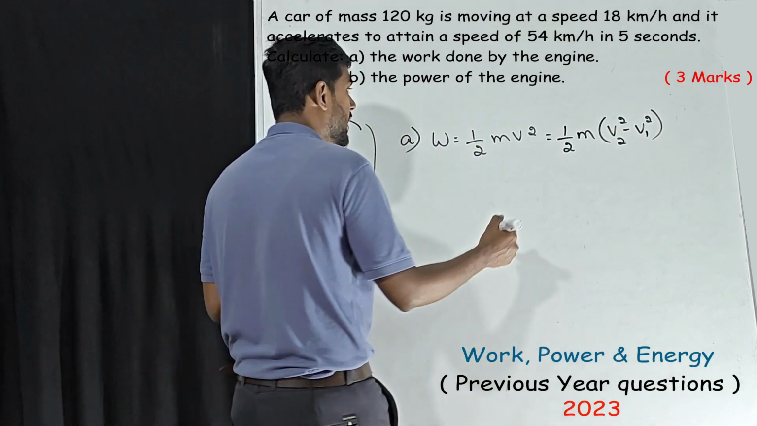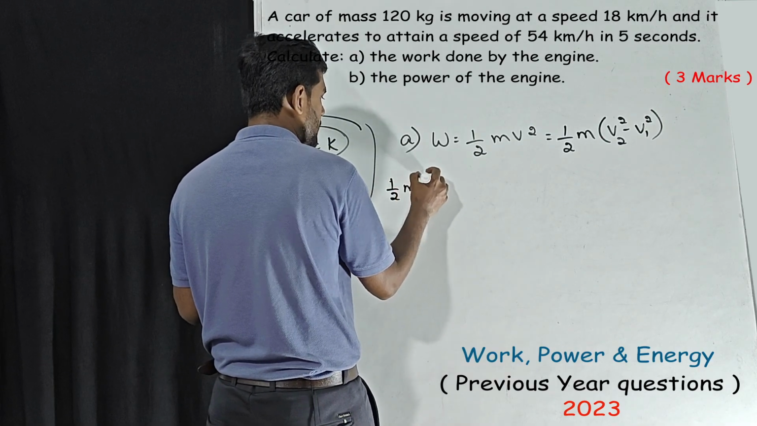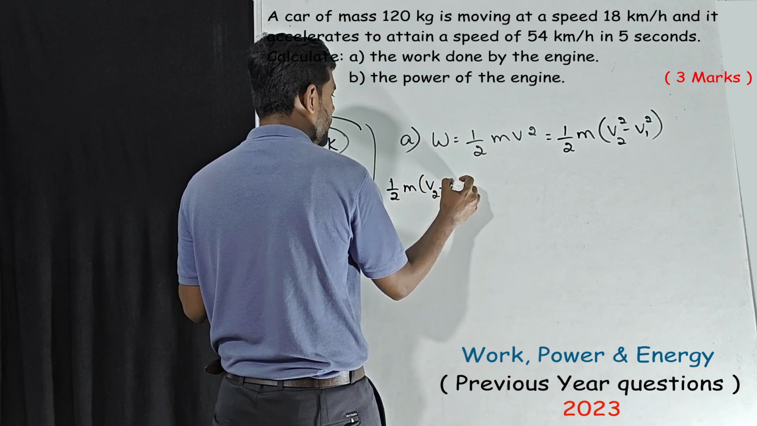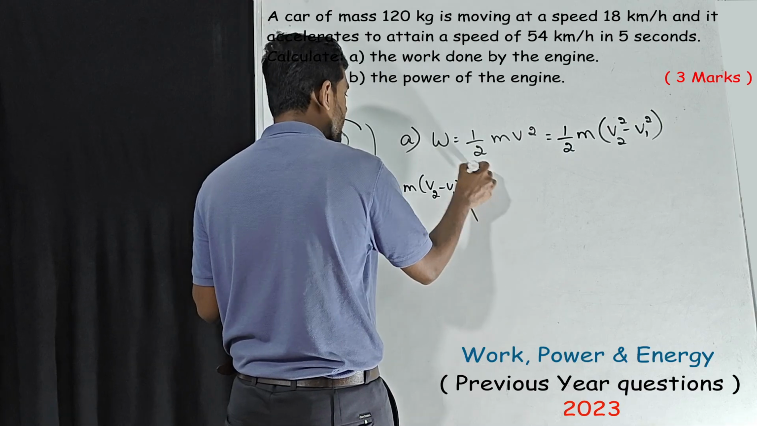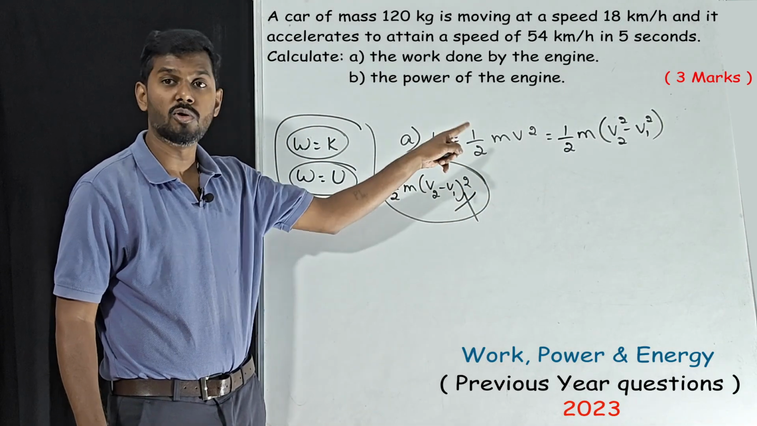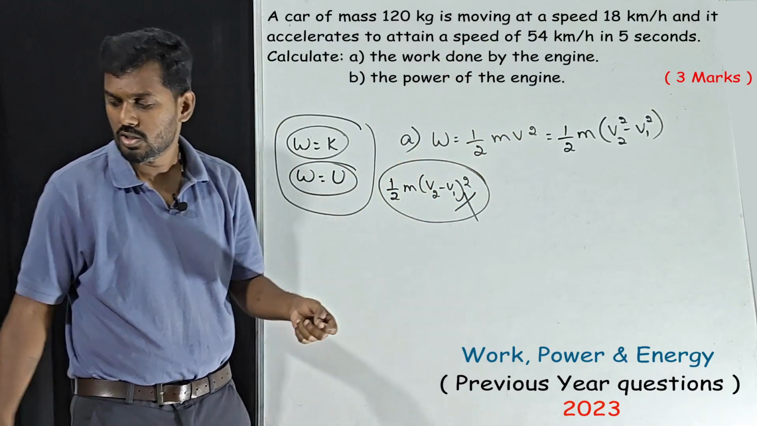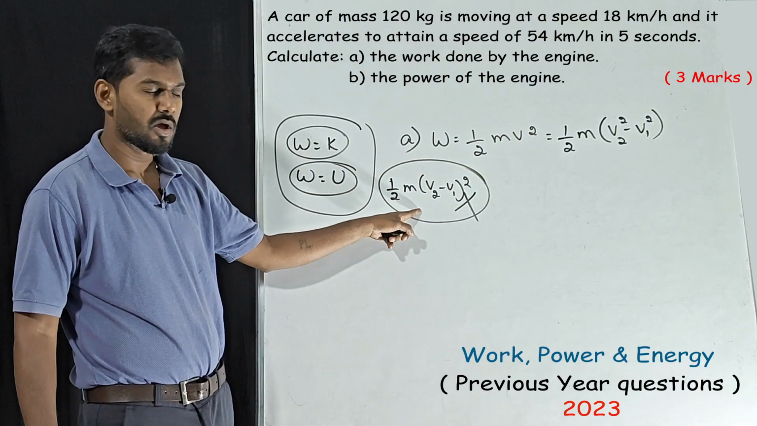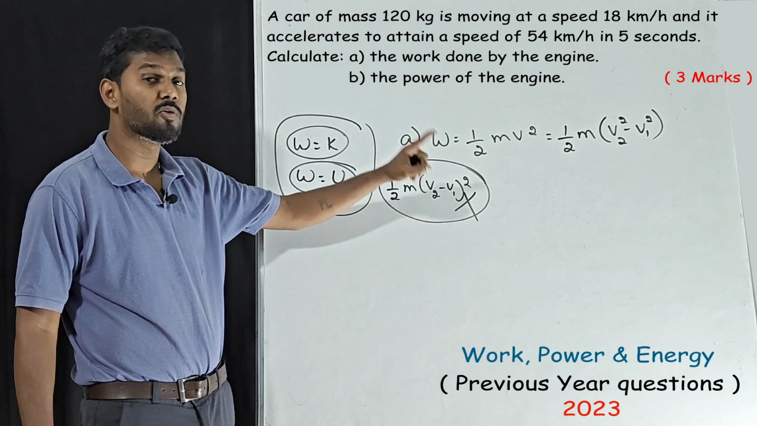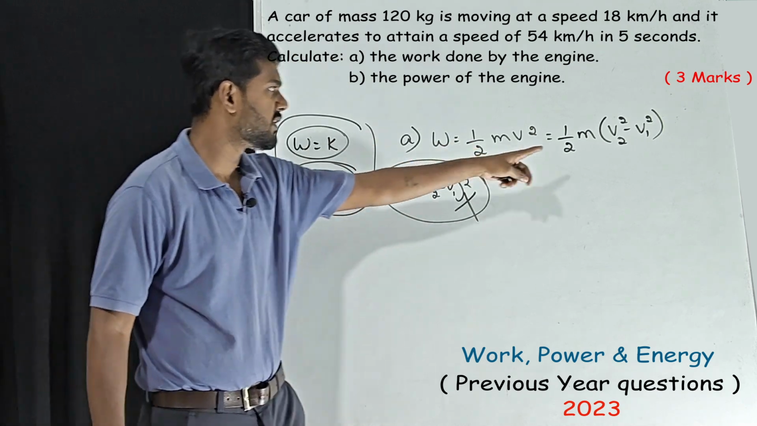See, some students will make a mistake like this: half m, v2 minus v1 whole square. This is completely wrong. See, this is a minus b whole square. This is a square minus b square. Completely wrong. So you have to be very careful with this one. It is not v2 minus v1 whole square, it is v2 square minus v1 square. This is very important.